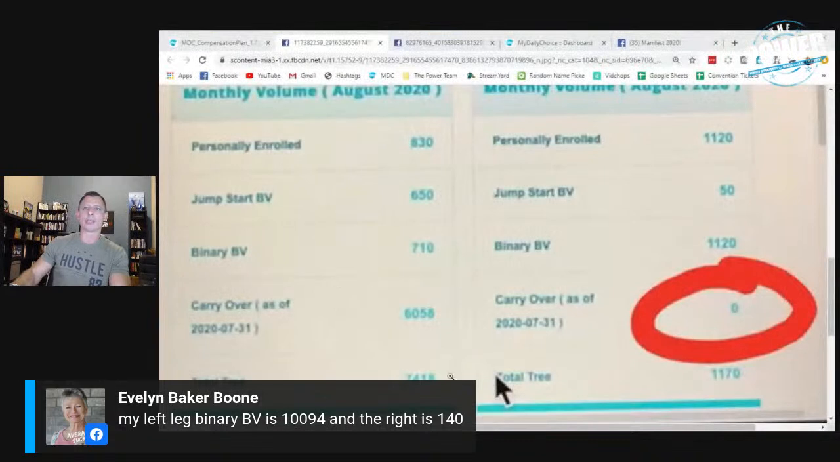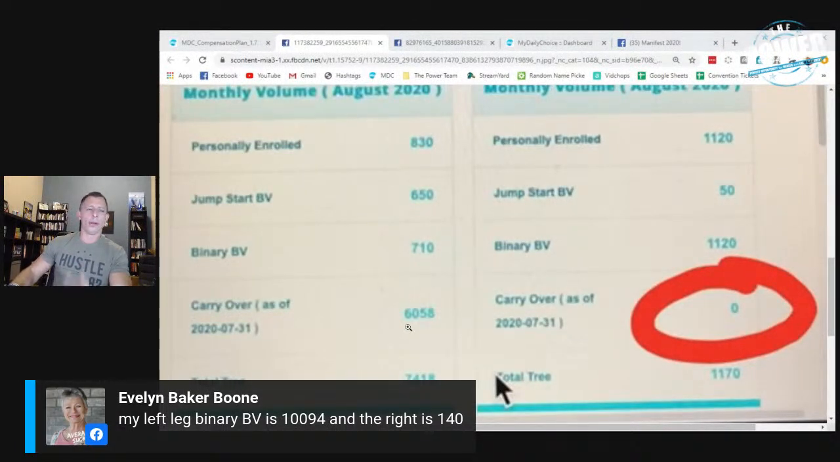Okay. Evelyn, my left leg binary is 10,000 and the right is... now I'm confused, Evelyn, because earlier you said that your volume was 300 and something thousand. We have to clarify here, because when you look at these numbers, we have different numbers here, right? See where it says total? We're not talking about total.